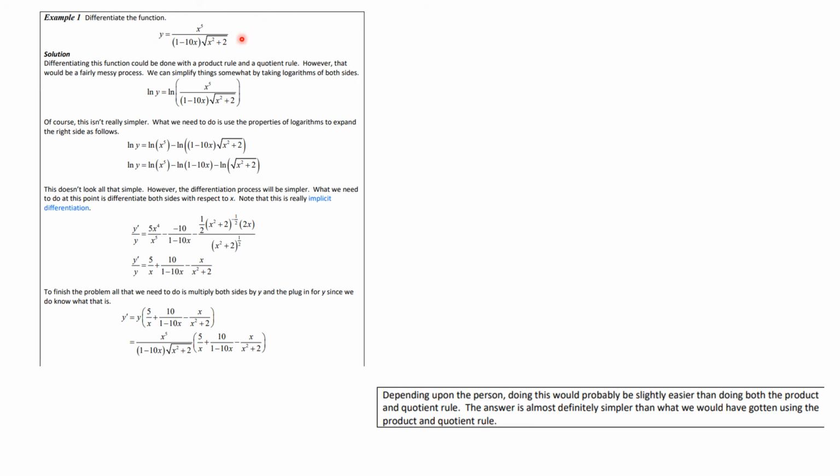And so what looked like a horribly complicated problem using quotient rules, product rules, chain rules, and so forth, and then a lot of algebra on top of that, becomes quite manageable. Now, depending upon the person, this might be only slightly easier, but for many people it's a lot easier. And the answer is almost definitely simpler than what we've got using that, because the simplification you get for free.